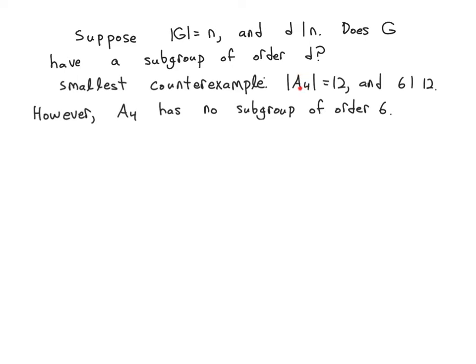So G is the alternating group on 4 vertices, 4 elements. It has size 12. 6 divides 12. You can actually prove that A4 has no subgroup of order 6. And how do you prove this? Well, observation 1: the elements of order less than or equal to 2 form a subgroup of order 4.